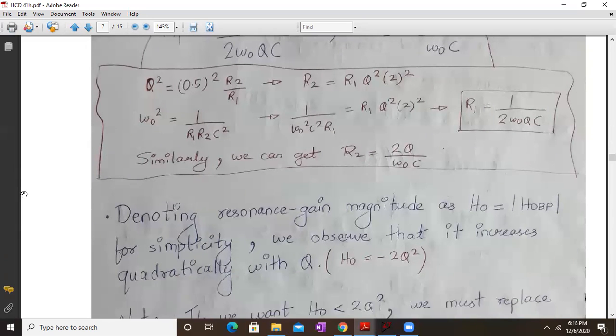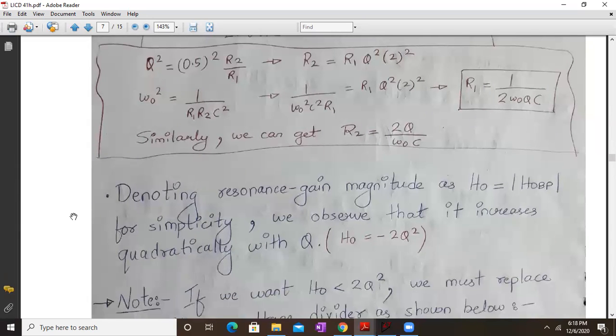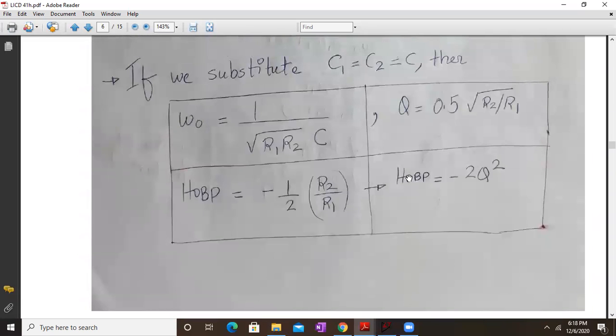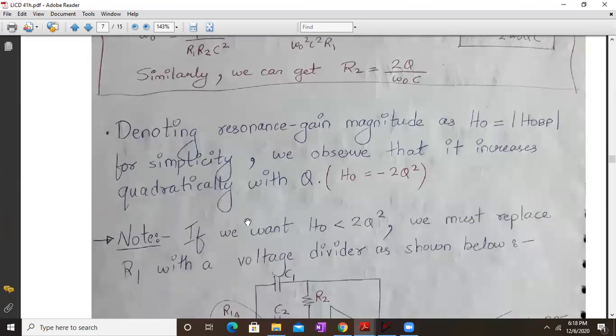If we denote the resonant gain magnitude as HOBP, for simplicity, we observe that it increases quadratically with Q. If you see over here, HOBP is minus 2Q square, so it's increasing quadratically with Q.